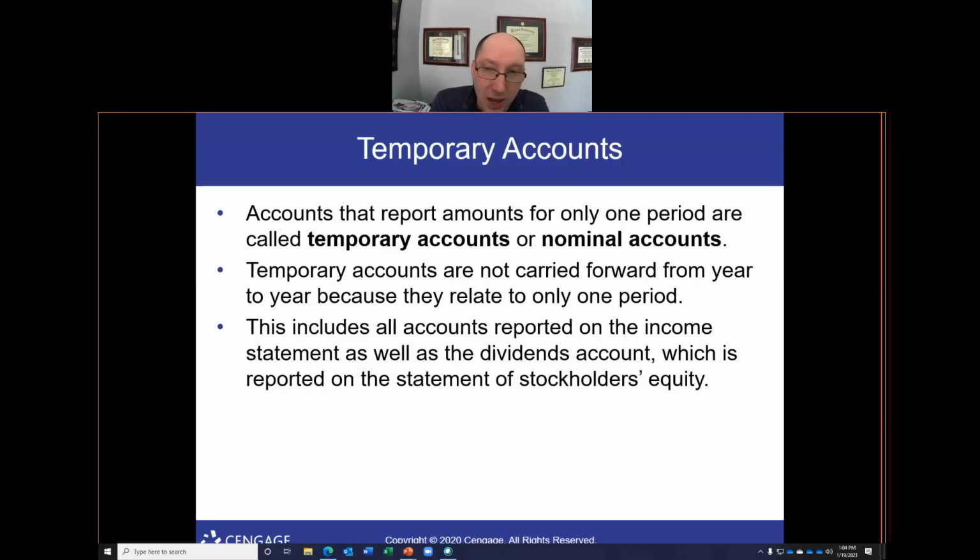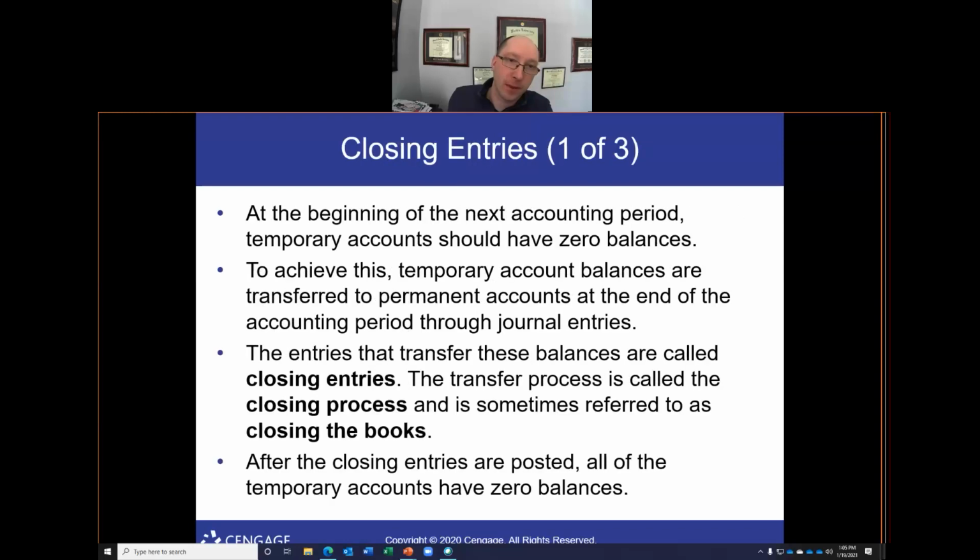We take our net income, which is our revenue minus expenses, and we transfer that to the statement of retained earnings or statement of stockholders' equity. And that closes out the temporary accounts, which are the revenue and expense accounts on the income statement. Why do we do it? Because at the beginning of every month, you don't have revenue. You don't have expenses at the beginning of each month.